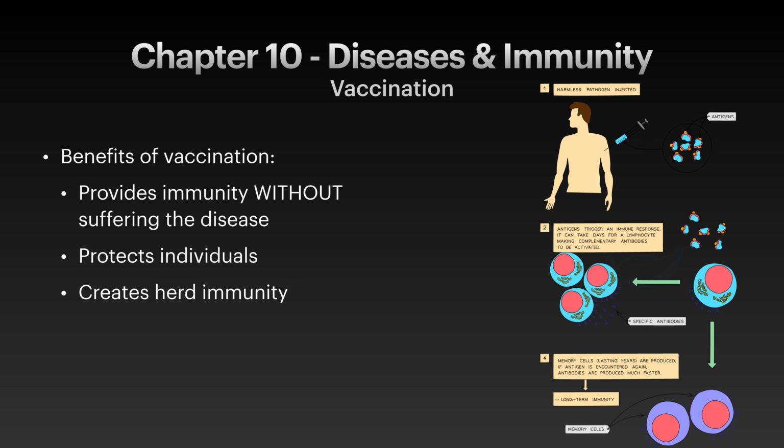Your lymphocytes detect the foreign antigens and produce specific antibodies against them. The harmless pathogen is destroyed, and memory cells are produced and remain in the body. If you are later exposed to the same antigen, memory cells respond rapidly, and you will not become ill because the pathogen is destroyed so quickly.